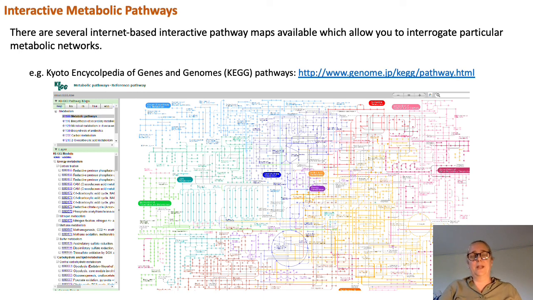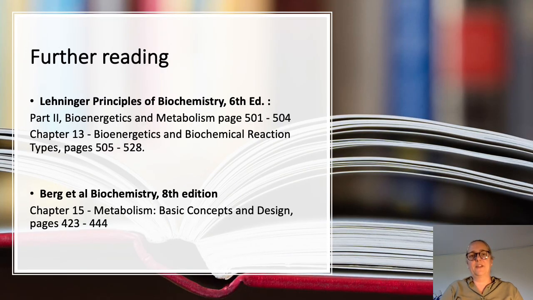Now we can have a look at the interactive metabolic pathways, and we can use some databases. And there are different internet based interactive pathway maps which help us then to interrogate those particular metabolic pathways. And a common one is the KEGG pathway. We can have a look at this in the session. But these pathways, as you can see just from this picture, show you all of those metabolic pathways. And it's very complex, but we can look at those different pathways and see how they are interacting. Anyway, that comes towards the end of the session.